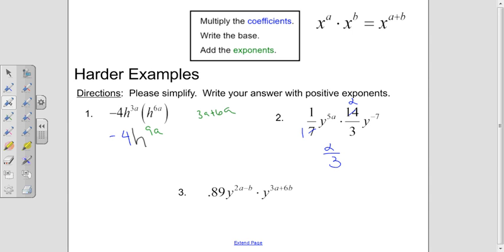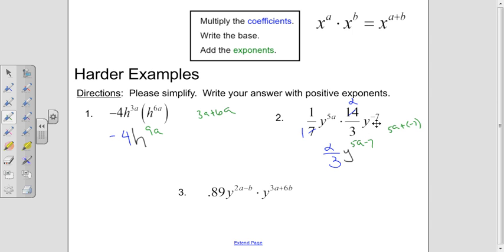Then I'm going to write the base, which is y. Then I'm going to add my exponents, and if you want me to write it in the margin for a second, I will. What's 5a plus negative 7? Well, they're not like terms, so it's just 5a minus 7. So the answer is 2/3 y to the 5a minus 7.